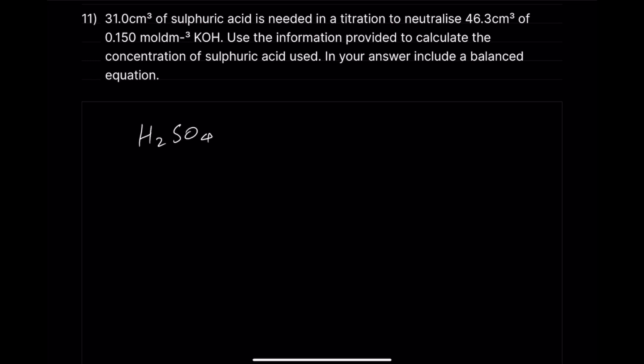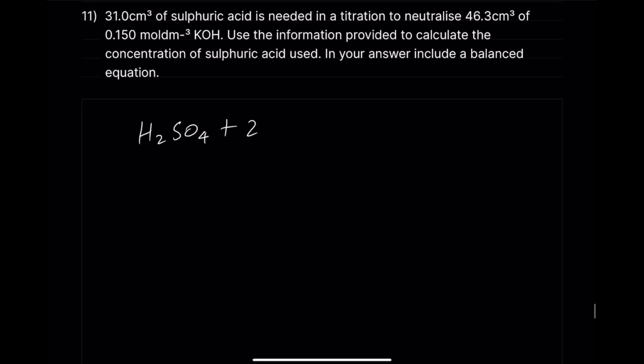Sulfuric acid plus, well, I already know it's 2 KOH, because it says balanced equation. It's diprotic, so we're going to have 2 hydroxide ions there, and then you're going to form K2SO4 as a salt, and then plus 2H2O.